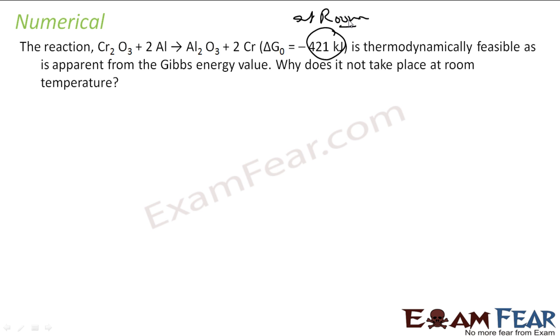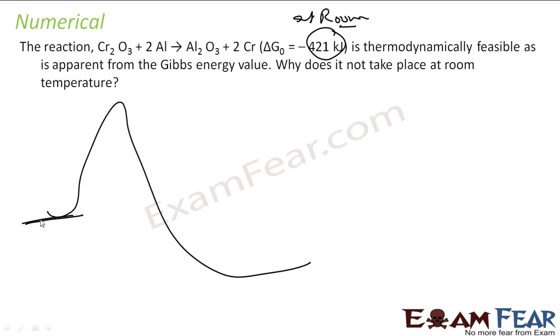For this, we know that there is something called activation energy. We have seen this kind of graph, right? This is reactant and this is product. Even if the difference in energy between reactant and product is on the lesser side, and delta G is negative, sometimes you need some energy to activate the reaction, and that is called activation energy. So even if the reaction is thermodynamically feasible at room temperature or at a given temperature, the reaction doesn't happen because some extra energy, activation energy, is required to initiate the reaction.